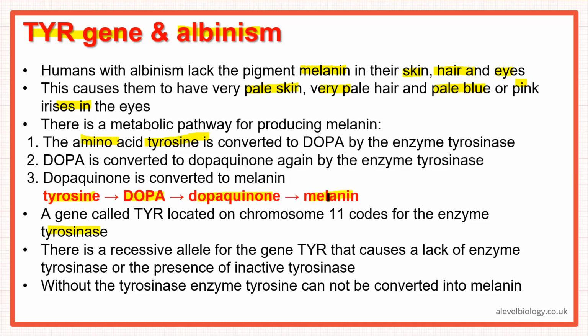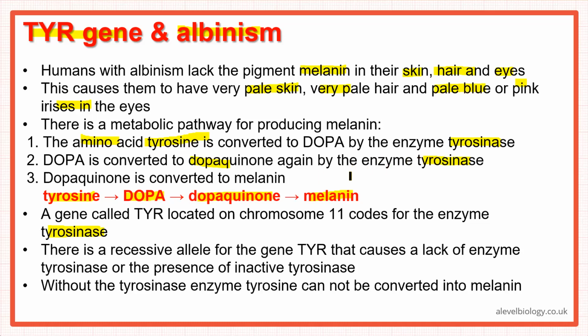The enzyme tyrosinase catalyzes the conversion of tyrosine to DOPA, and also the conversion from DOPA to dopaquinone. So this enzyme, tyrosinase, is required to catalyze the reaction from tyrosine to DOPA, and it is also required for converting DOPA to dopaquinone. But it's not there.